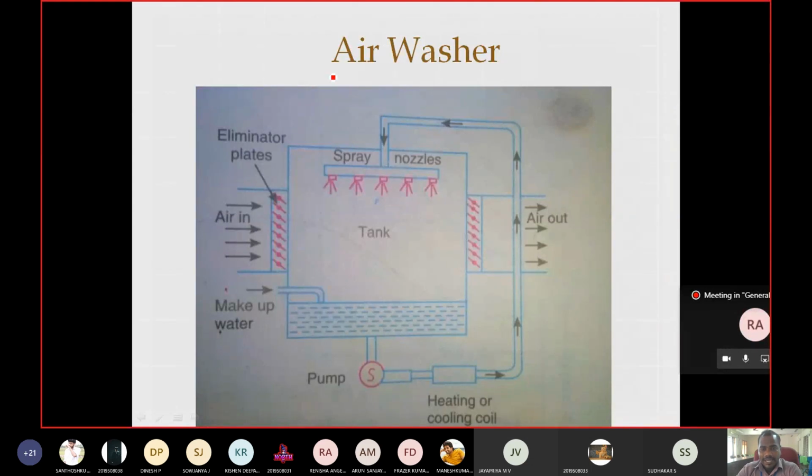Actually, this is the line diagram of the air washer. Air comes in, then there will be a spray of water. Then this is collected at the bottom of the chamber. Then with a pump, we can circulate the water. Then the heat transfer occurs here. Then we need these eliminator plates to control the supply and outflow of the air, right? So this is actually an air washer.